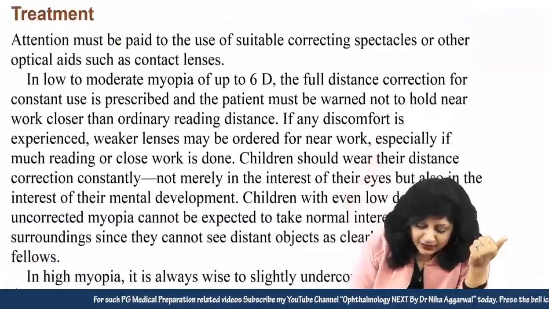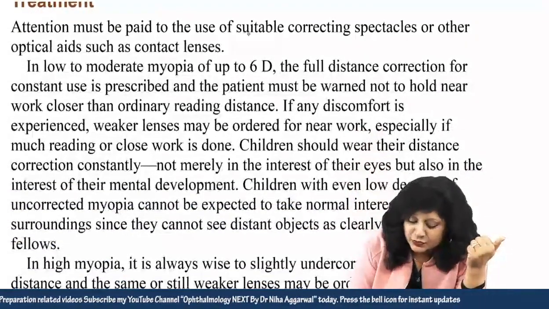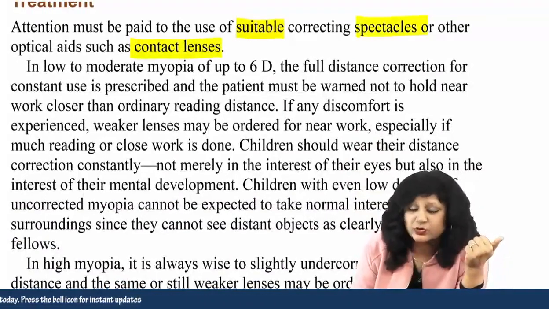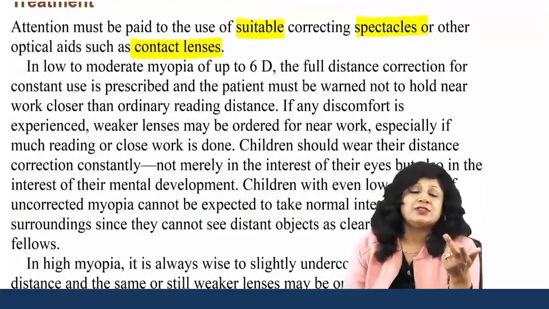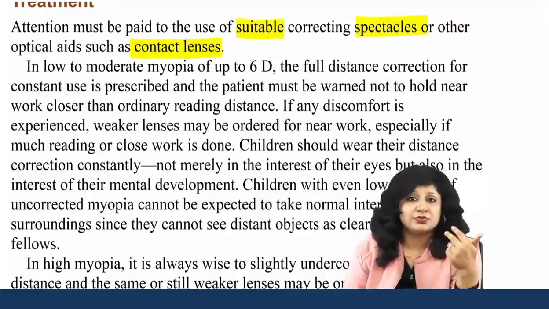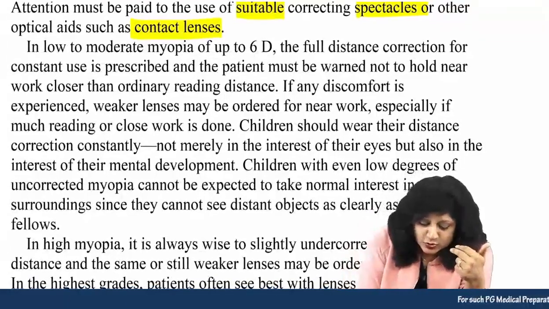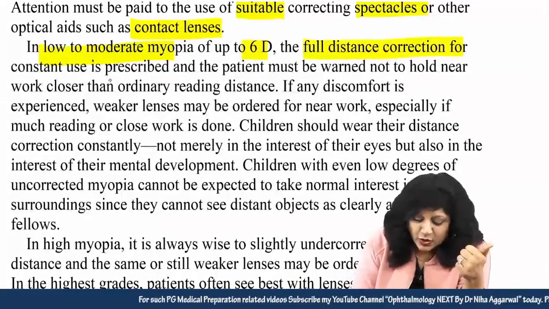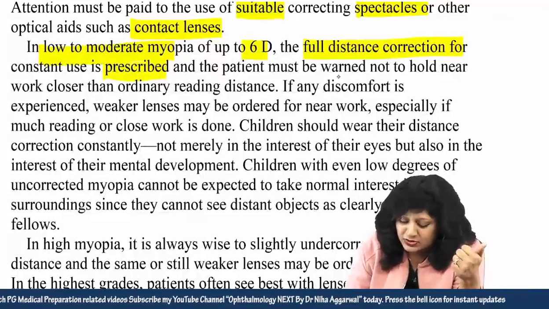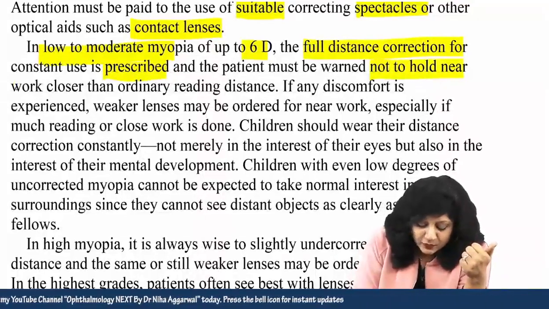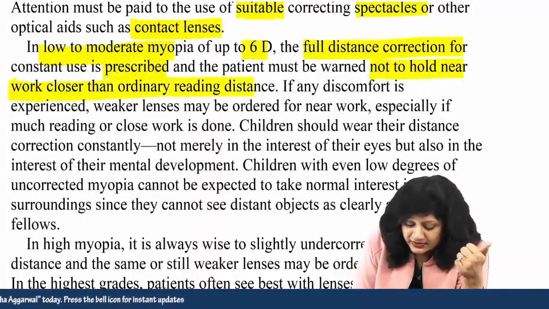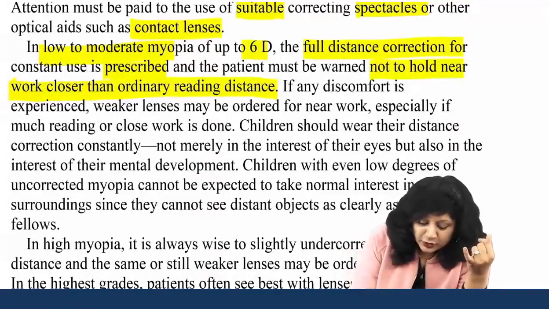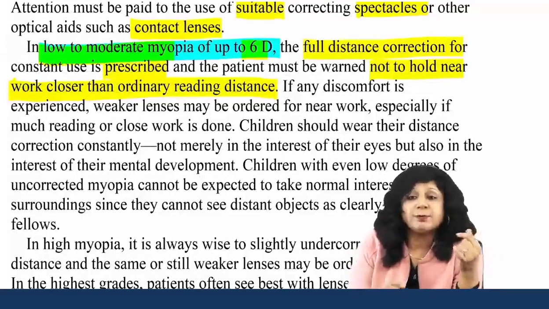Now we look at the treatment. Attention must be paid by the use of suitable correcting spectacles or other optical aids like contact lenses. So you have to correct it. For this you can use the spectacles also, you can use the contact lenses also. In low to moderate myopia up to 6 diopters, the full distance correction for constant use is prescribed, and the patient must be warned not to hold near work closer than the ordinary reading distance. So the first dictum is for those people who are having low to moderate myopia, means up to 6 diopters.